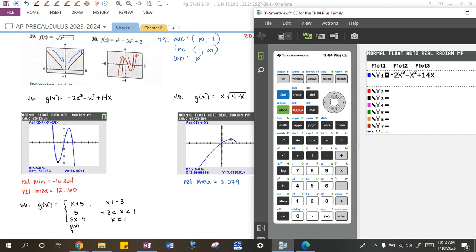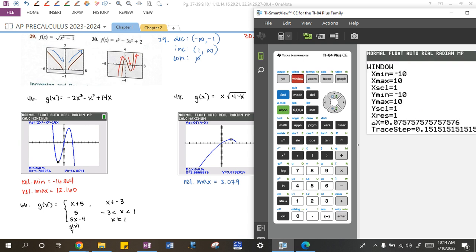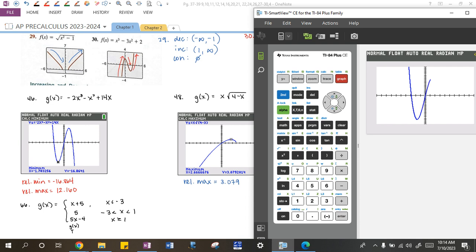I'm just going to zoom 6, unless it doesn't seem to fit in my window. I would like to see a little bit higher and a little bit lower. So instead of zooming out, because that zooms everything out, just bump your window up and down a little bit. Like the Y minimum maybe could be at negative 20 or something, and the Y max could be at 20. And then you just press graph. That makes it just a little taller, so that's better to see. We can see there's a relative minimum and then a relative maximum.